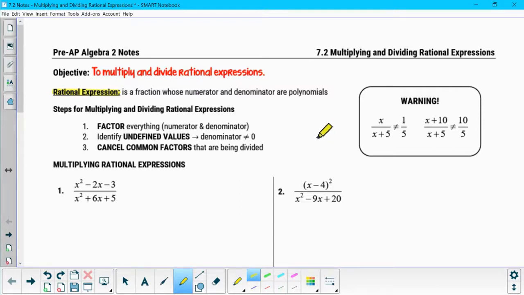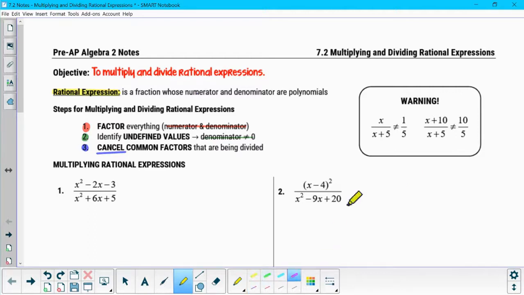Now, we do have some steps for multiplying and dividing that we follow every single time. First thing we're going to do is factor, and you want to factor both the numerator and the denominator. Then we are going to identify undefined values, and that means we're going to set our denominator not equal to 0. Then we are going to cancel common factors that are being divided. Now, we have to remember when we are canceling, we can only cancel if they look exactly the same.